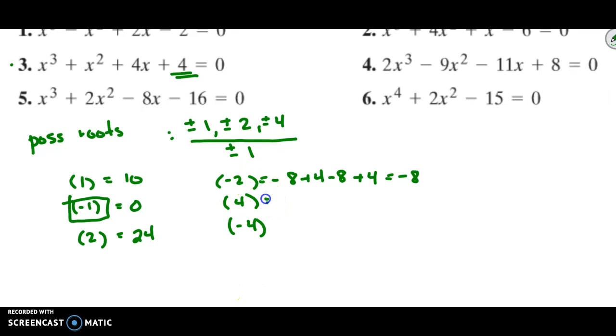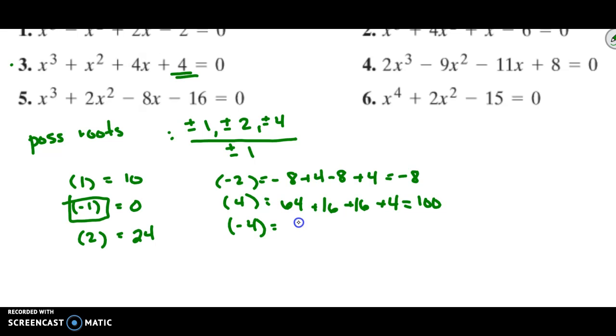So plugging in 4 into this equation is going to give you 64. 4 squared is 16. 4 times 4 is again 16, and then you have 4. 64 plus 16 plus 16 plus 4 is 100. Not 0, so that's not a root.